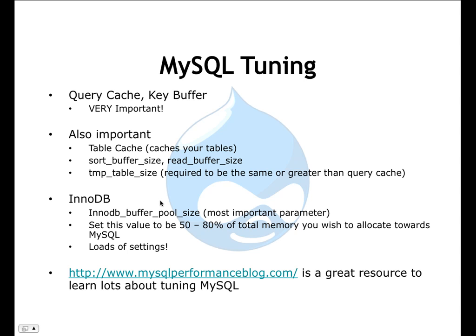And with InnoDB, the most important parameter that you have is InnoDB buffer pool size. And you can set that to be a very large value if you have enough RAM for it. Most settings that I've seen recommend using 50 to 80% of the total memory you want to allocate towards MySQL. So if you have 2 gigs for a database server, they recommend 1 to 1.5 gigs. And there are many, many more settings that you can fine-tune. I found that MySQLPerformanceBlog.com is a fantastic resource for all of that. They have full-fledged articles discussing this issue in detail.